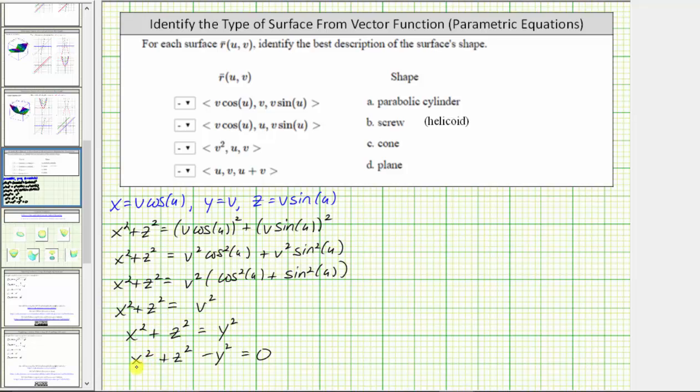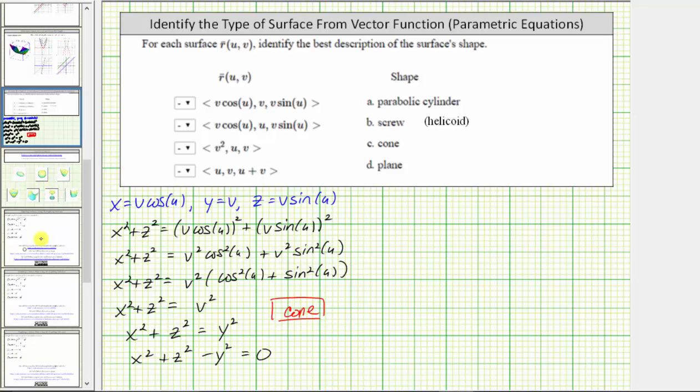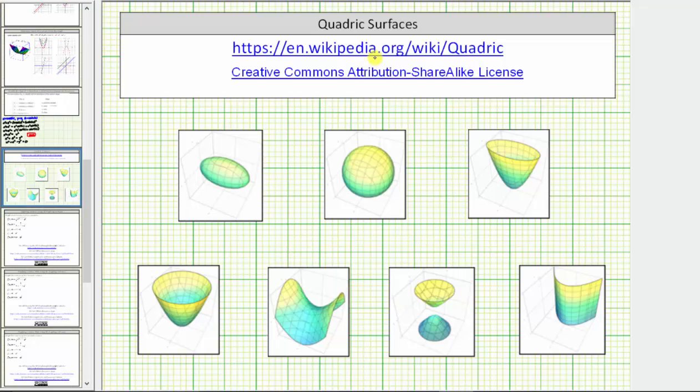And we should recognize this equation as a cone. If you need a review on the forms of the equations in Cartesian coordinates that result in various quadric surfaces, I would recommend going to this site here and reviewing the notes.